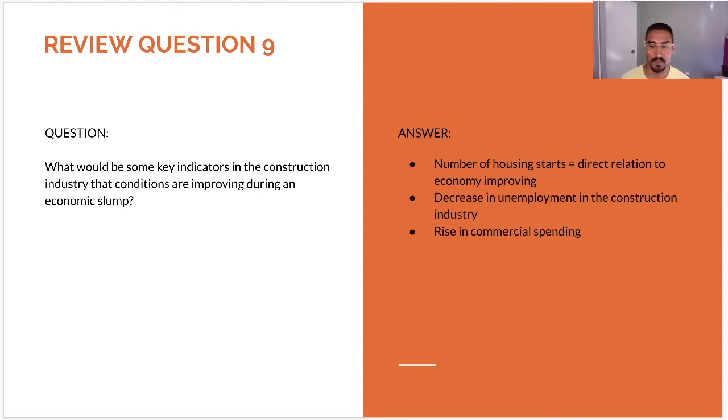This is because when the economy is improving, developers know that people are more likely to buy houses, so they develop more land to create more houses. Another indicator is a decrease in unemployment in the construction industry. When there's more construction, when conditions are improving, when the economy is getting better, people are getting more jobs. And overall, there's a rise in commercial spending because we know that in a good economy, people are more likely to spend.